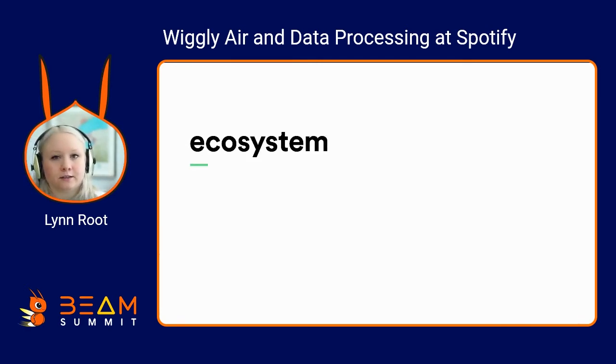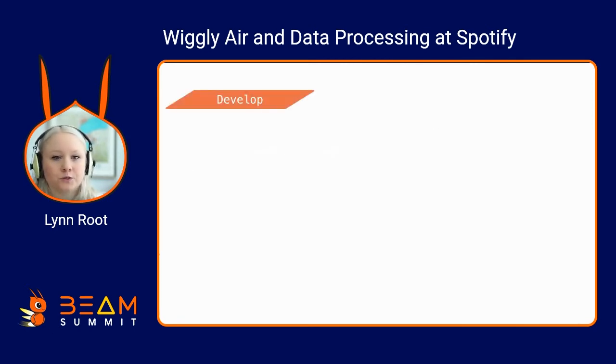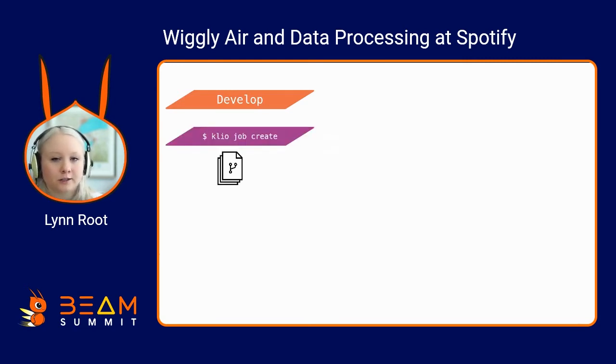So Clio isn't exactly a single thing. It's more of an ecosystem. From the point of view of the user, they mainly interact with our CLI component. So users will pip install the Clio CLI, and then they can get to work immediately. Running Clio job create will generate the necessary files and create the resources needed in Google Cloud, and then produces a hello world-like example of a transform.